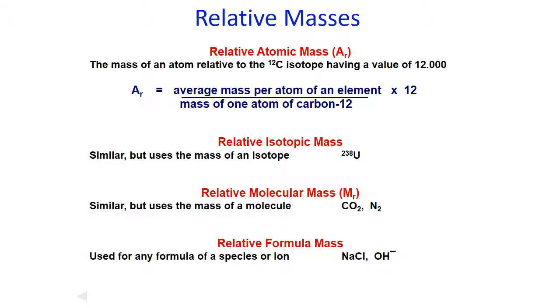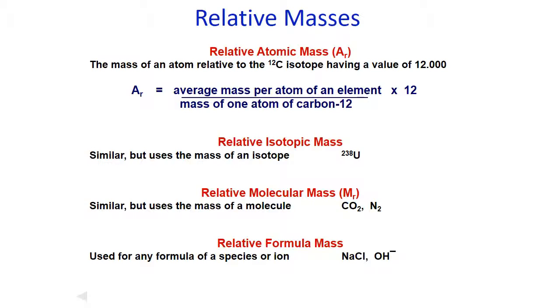Okay, so an important part of stoichiometry is the idea of relative masses, which you should have touched on last year. Relative atomic mass, Ar, is the mass of an atom relative to the carbon-12 isotope having a value of 12. So Ar is the average mass per atom of the element divided by the mass of one atom of carbon-12, times 12. Magnesium is 24 divided by 12 times 12, so 24 is the Ar.